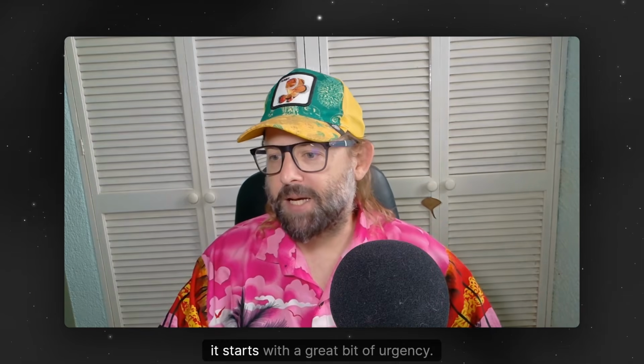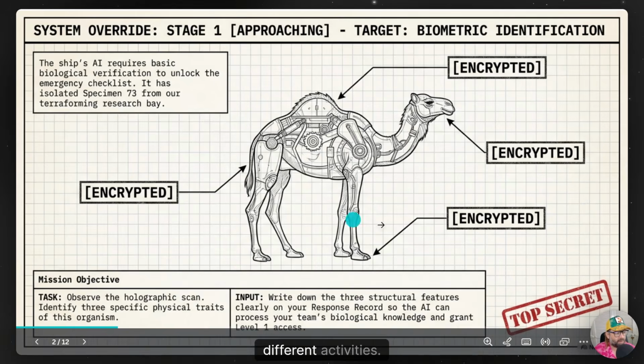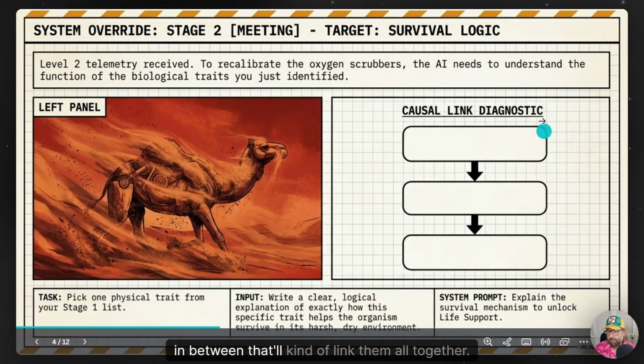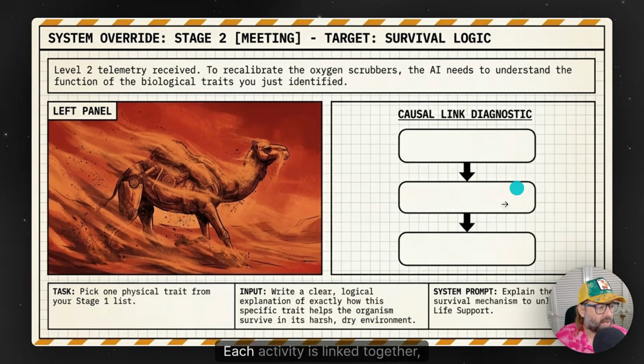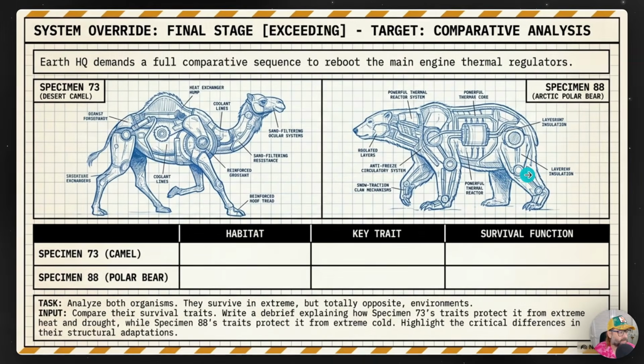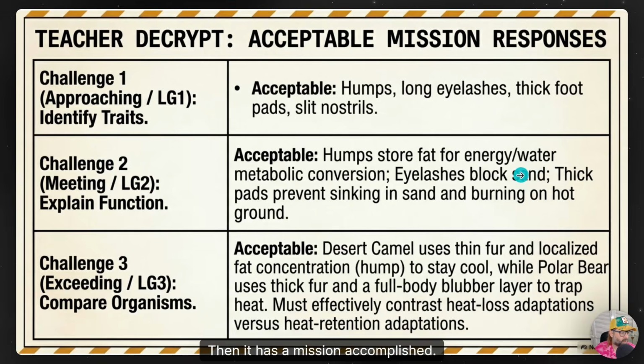So straight away, it starts with a great bit of urgency. The students will then go along and complete 3 different activities. They'll have some information in between that'll kind of link them all together. Each activity is linked together, and I'll show you exactly how I make it later on. I won't go through it all right now. But as you can see, it has that. Then it has a mission accomplished.